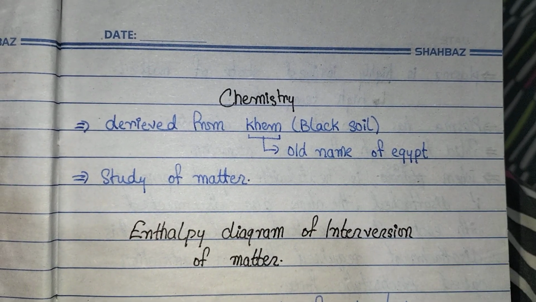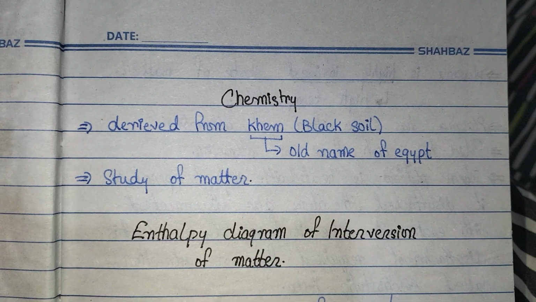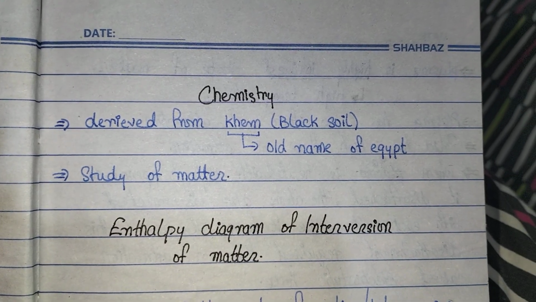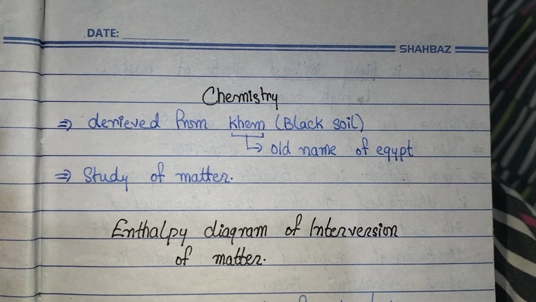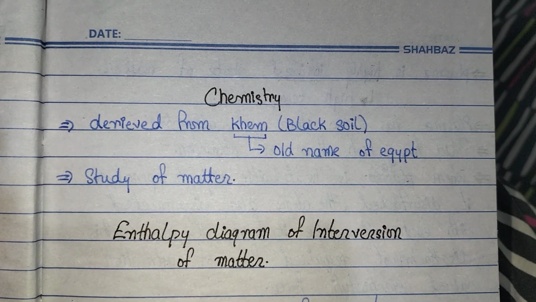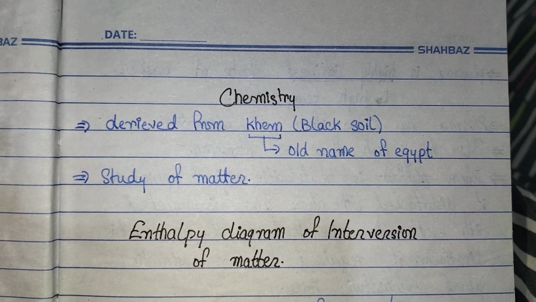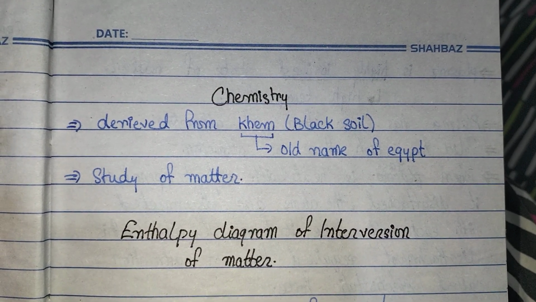Chemistry is the study of matter. What is matter? Matter is anything which occupies space and has mass. It's called matter. Everything is matter. The chair, table, wall, door, everything is matter. A thing which occupies space and has mass is called matter.